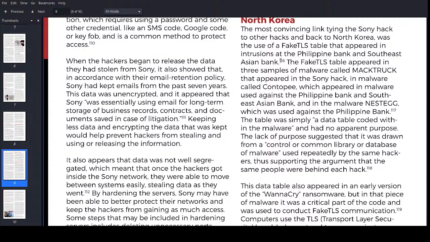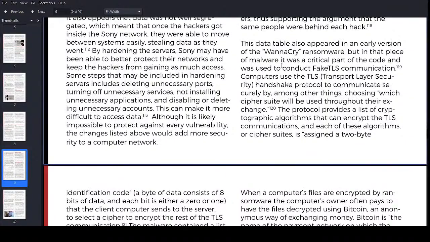That appeared in the Sony hack. In malware called Cantopy, which appeared in malware used against the Philippine Bank and Southeast Asian Bank, and in the malware Nest Egg, which was used against the Philippine Bank. The table was simply a data table coded in the malware. It had no apparent purpose. The lack of purpose suggests that it was drawn from a control or common library or database of malware, used repeatedly by the same hackers, thus supporting the argument that the same people were responsible for each hack.